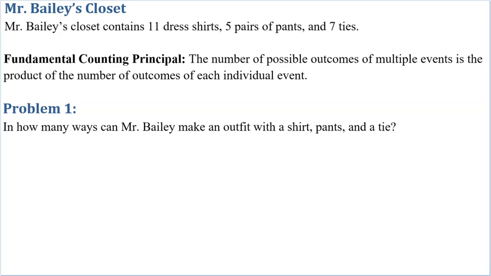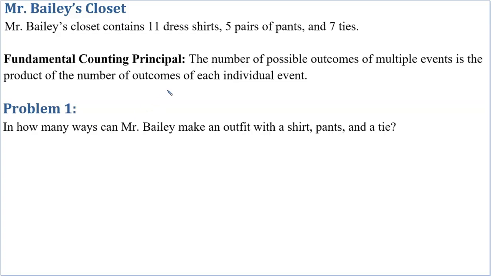Now, the first thing we're going to talk about related to probability is what's called counting principles: counting the number of ways events can take place. So for our first few examples, let's use this. Let's say Mr. Bailey's closet contains 11 dress shirts, 5 pairs of pants, and 7 ties. We want to look at in how many ways can Mr. Bailey make an outfit with a shirt, pants, and a tie, assuming that all stuff looks equally good together. It all looks good to me.